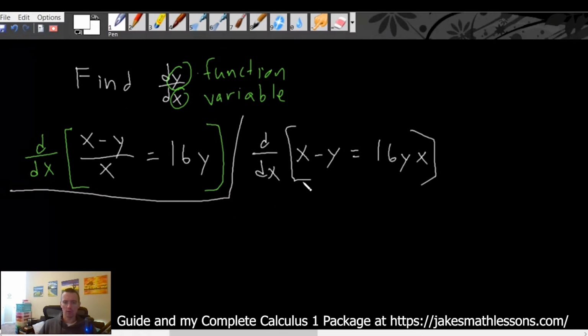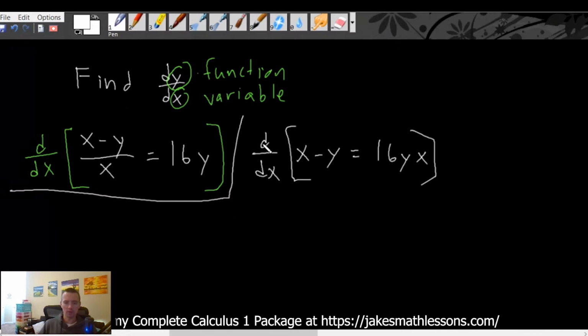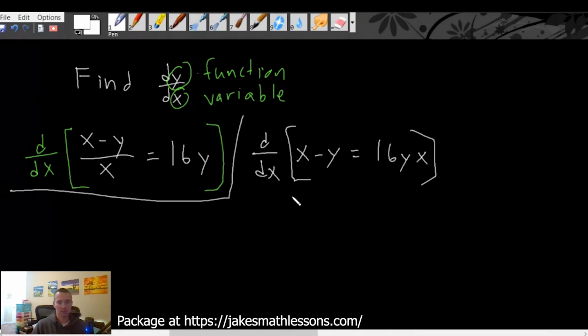So basically, we just want to think about each of these terms as we go in here. The derivative with respect to x of x is going to behave the way that you would expect it to. The derivative of that is just 1. And that's because x is our variable.